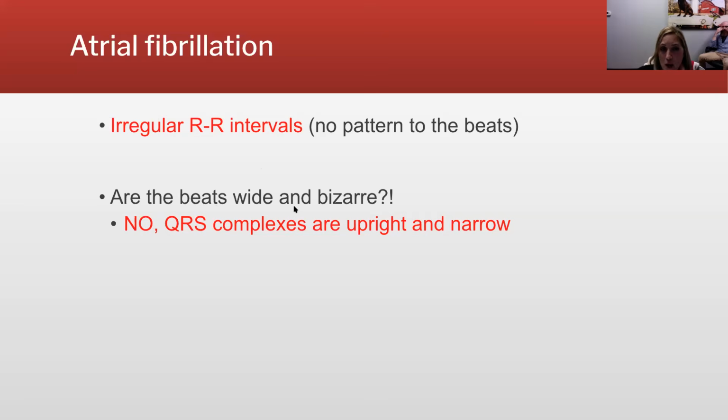And then, are there any beats that are wide and bizarre? No. The QRS complexes should still look normal. They should be upright and narrow like a normal sinus rhythm. It's just too fast, it's irregular, and there are no P waves. There are some exceptions, but we will not go into that today.